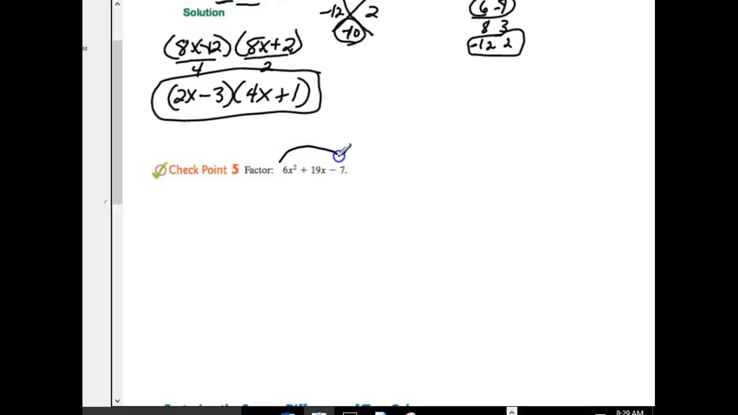I'm going to multiply the 6 times negative 7. Again, I just do this as a visual here. That's negative 42. And the middle number is 19. So I'm thinking of two factors of negative 42 that are going to add up to be a positive 19. The first one that comes to mind is 21 and 2. If one of them is negative, let's make the 2 the negative, then 21 minus 2 really does give me the 19. So that means I'm going to pick 21 and negative 2.